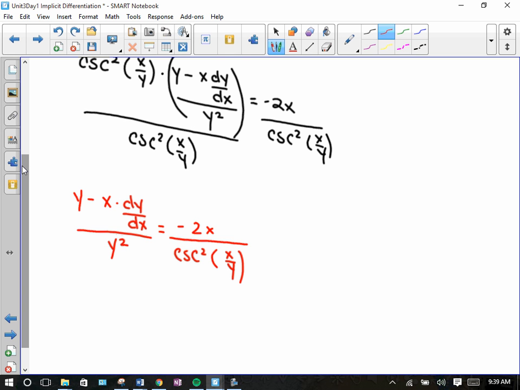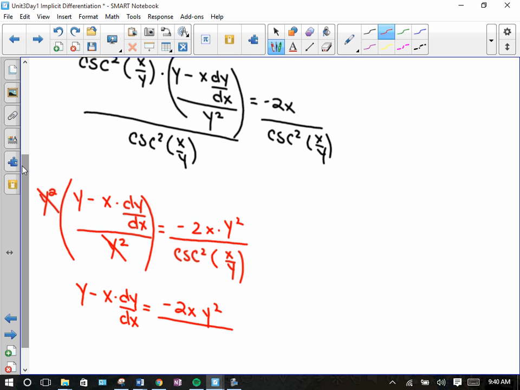I would like to eventually do this one, but I can't, and that tells you the answer to your question. So we're going to multiply both sides by this. That leaves us with y minus x times dy/dx, and that's equal to negative 2xy squared divided by cosecant squared.